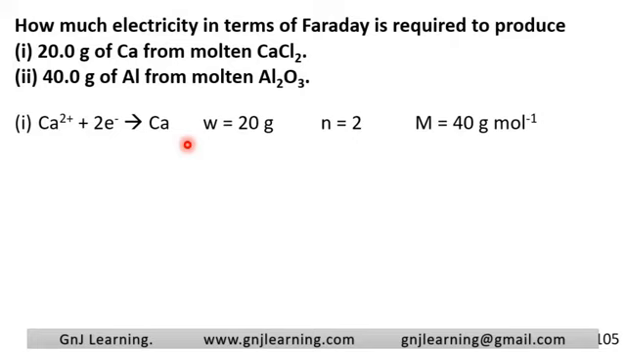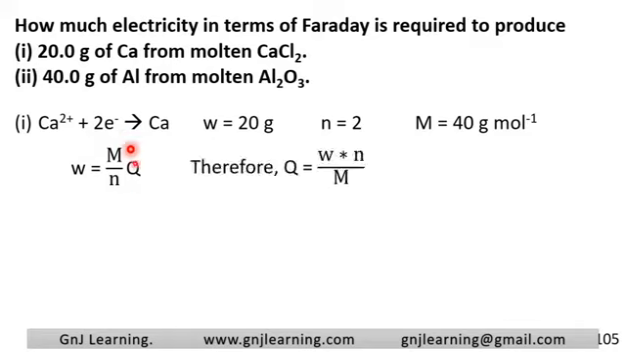Now, what is the equation that we have to use? W is equal to Z into Q. That is Faraday's first law equation. W is equal to Z into Q. What is the value of Z? M by N, because it is in Faraday. So for Z, this equation which is expressed in Faraday must be used. W is equal to M by N into Q.